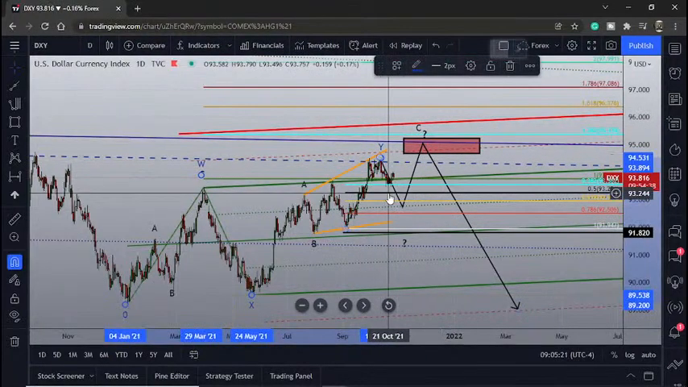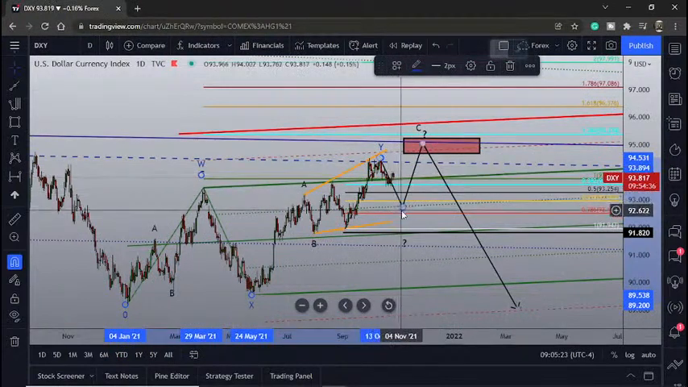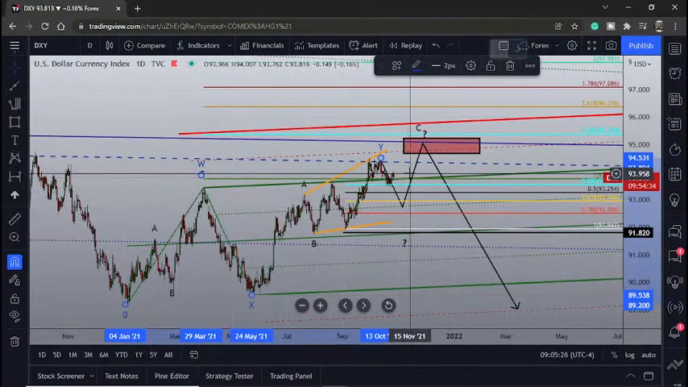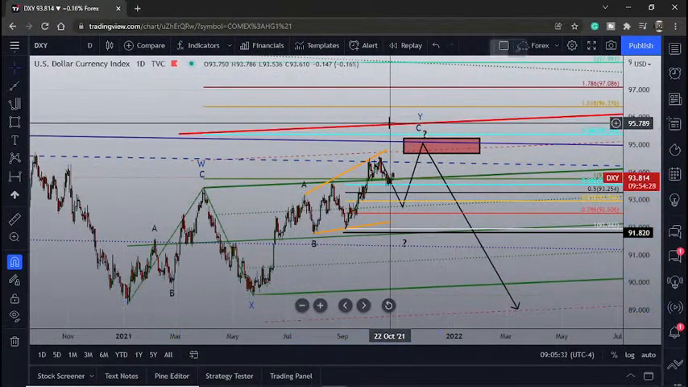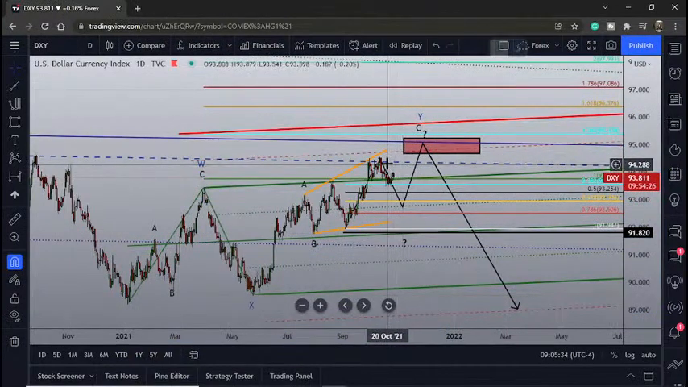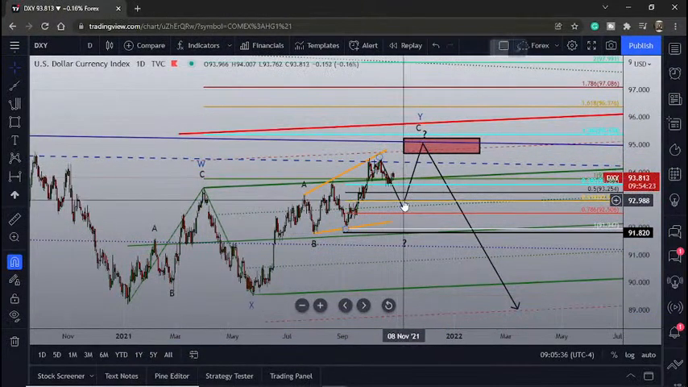And now we're going down, or maybe head up, create a lower high, and then move lower. So I just don't think we're done yet, but in any case, I think expect a little bit more weakness for probably a week or so more, maybe even less.